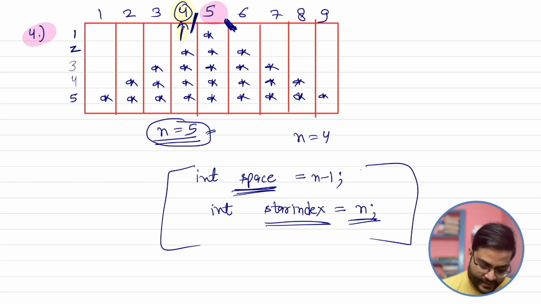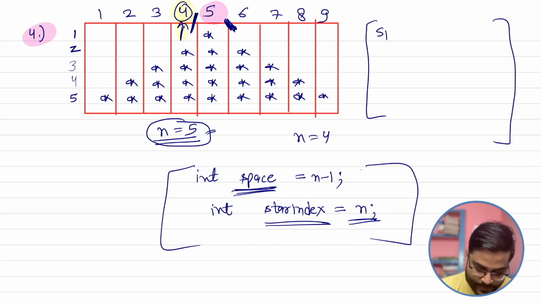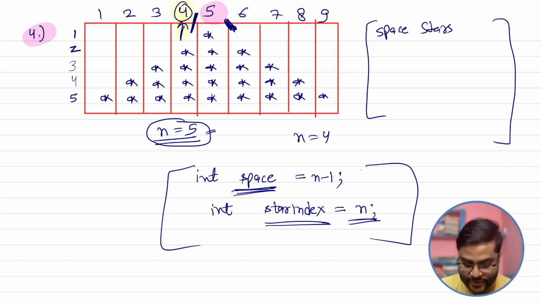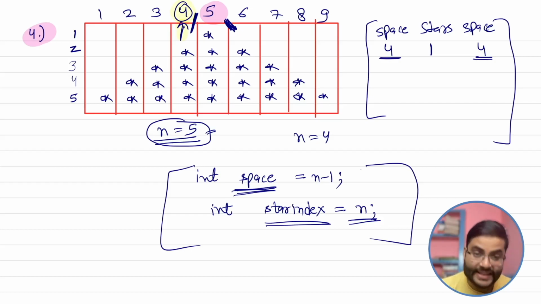So let's write it somewhere. Let's write space, then stars, then space. In the first line how many spaces are there? 4 on the left, and on the right the same 4. And how many stars? Only 1. So on the left we have 4 spaces, on the right 4 spaces, and in the middle only 1 star. In the second line the space will be 3 on the left, 3 on the right, and the number of stars is 1, 2, 3. So 3 stars are there.